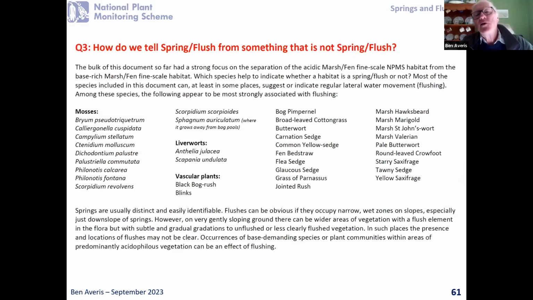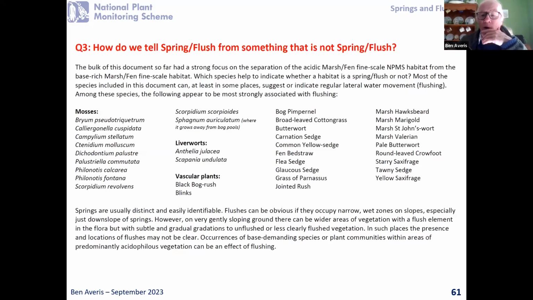I'd mentioned, how do you tell spring and flush from something that isn't spring and flush? It's a bit vague because there's not a strict list of absolute flush and spring indicators, but of all the species that we've had so far in this presentation, this list of species here should help as being the ones that are the strongest indicators of flushing versus no flushing.